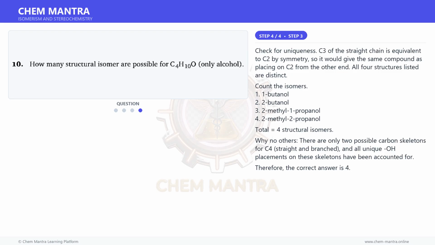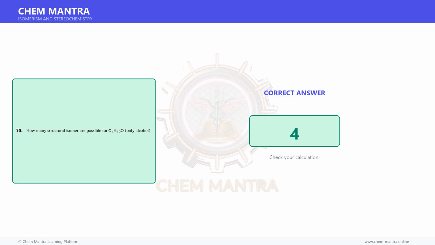Why no others? There are only 2 possible carbon skeletons for C4, straight and branched, and all unique OH placements on these skeletons have been accounted for. Therefore, the correct answer is 4.